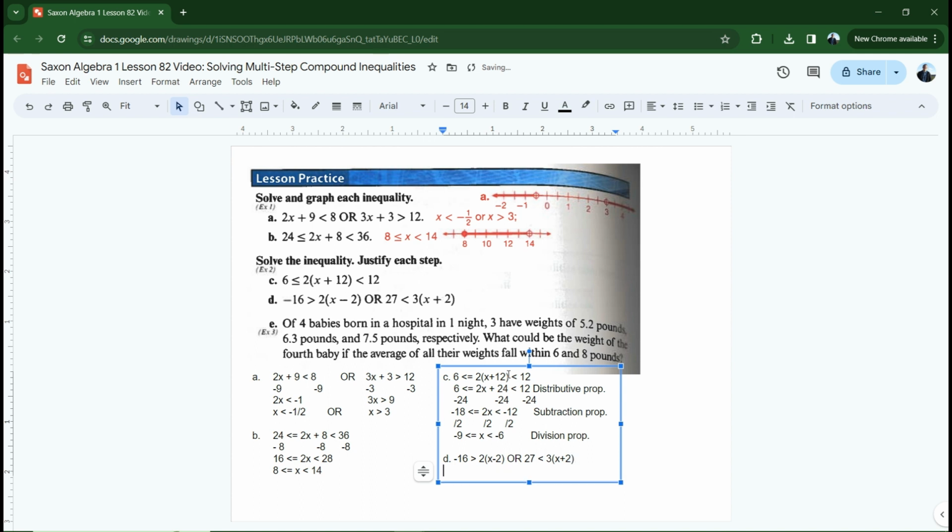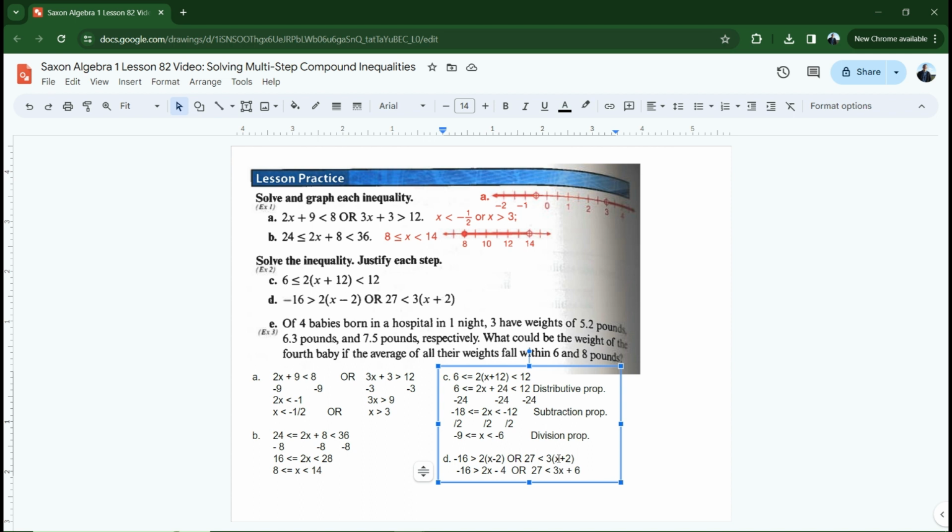Now, the first step I'm going to do is distributing, and I notice that distribution needs to be done on both sides. So I'm going to call this the distributive property of equality, and it's just going to be 2x minus 4 for this one. I keep my "or" in the middle. I'm just going to bring my "or" along at every step here. 27 is less than 3x plus 6. All I did was the distributive property on both sides, okay? Now, would it be possible that you might have an inequality where you only have to do the distributive property on one side and not the other?